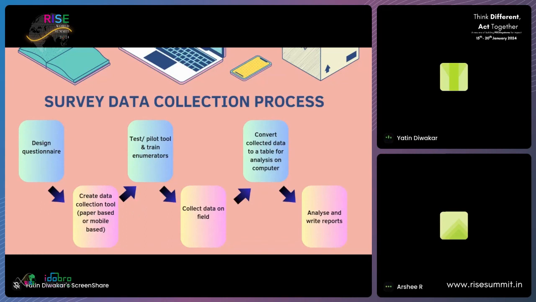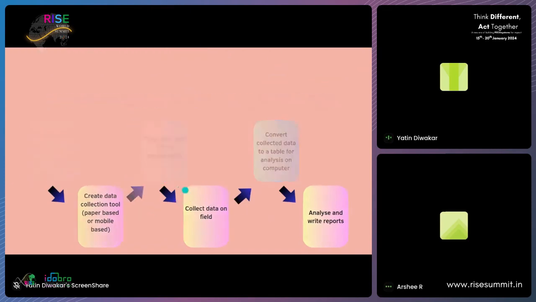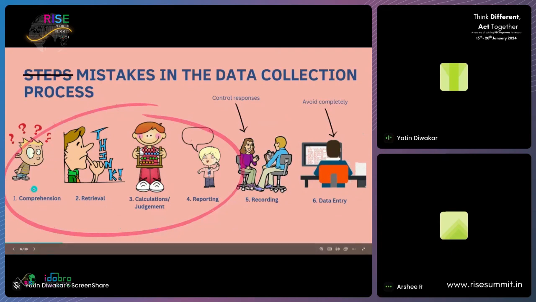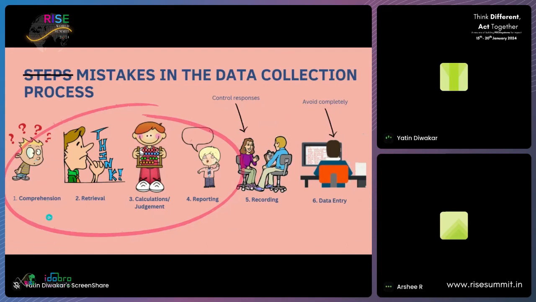Then we convert that data into tables which can be analyzed on a computer, and then analysis and report writing happens. There are many steps involved in a data collection system, and there can be many mistakes which can happen in this. So when we ask a question to the person who is being interviewed, they have to first comprehend the question, then they have to retrieve the information to answer that question. Then they might have to do some calculations in their mind or make some judgment about it, and then they report the answer to us.